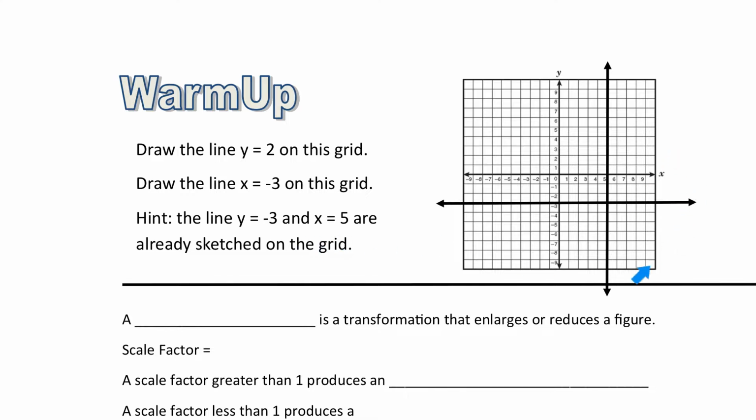So which one of these is y equals -3? The bottom one. The one that's on the negative 3. The horizontal line, left to right. Okay, this one. I mean, it's kind of obvious. It's the one going through -3, right? This one's going through 5 over here. This one's going through -3. So y equals -3 is this horizontal line. X equals 5 is this vertical line.